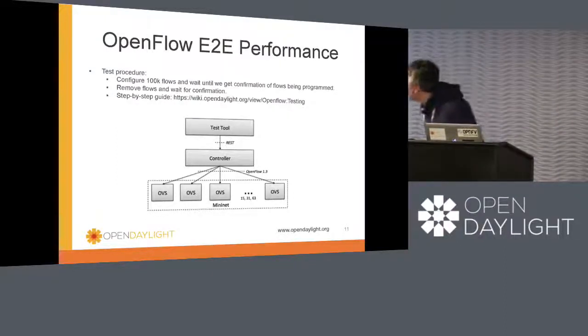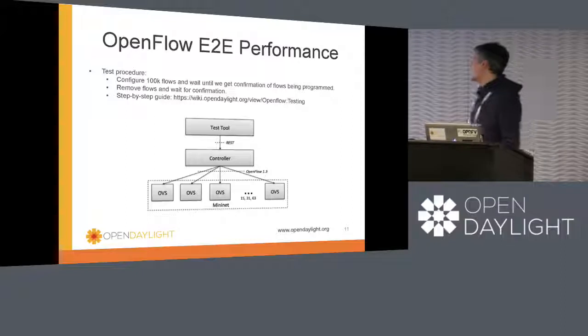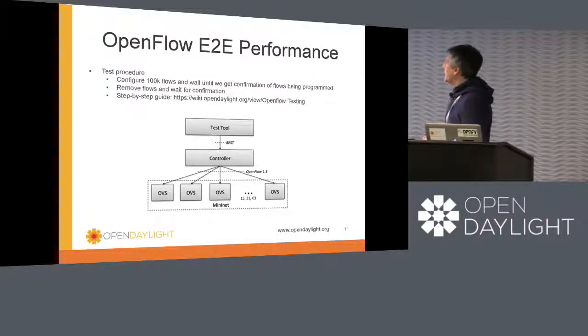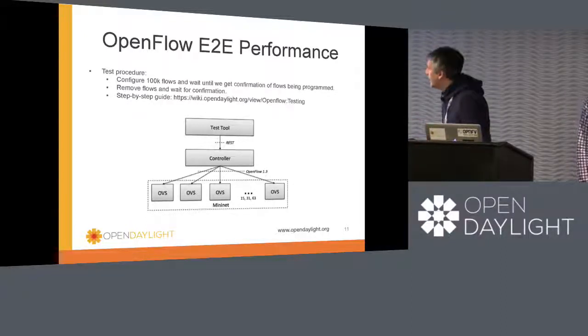So this test, you can read there, is a real end-to-end test where we configure 100K flows, use a test tool to inject the 100K flows in the controller, and then we wait for confirmation in the controller that the flow has been programmed. Different controllers have different ways to tell you that this flow has been programmed. We will go through that. Then, once they are programmed, we just remove them and wait again for confirmation.